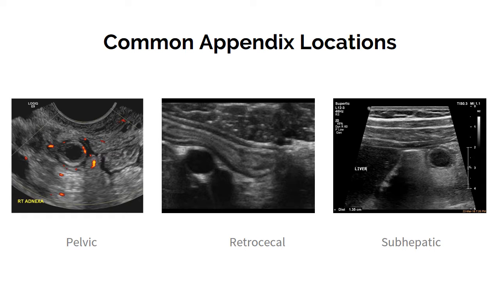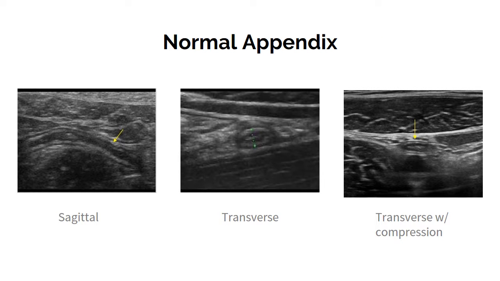pelvis. The normal appendix is a long, thin, blind-ended tubular structure extending off the cecum. It is located in the right iliac fossa region and is easily compressible. The AP diameter will be less than 7 mm and there will be little to no color flow with Doppler.